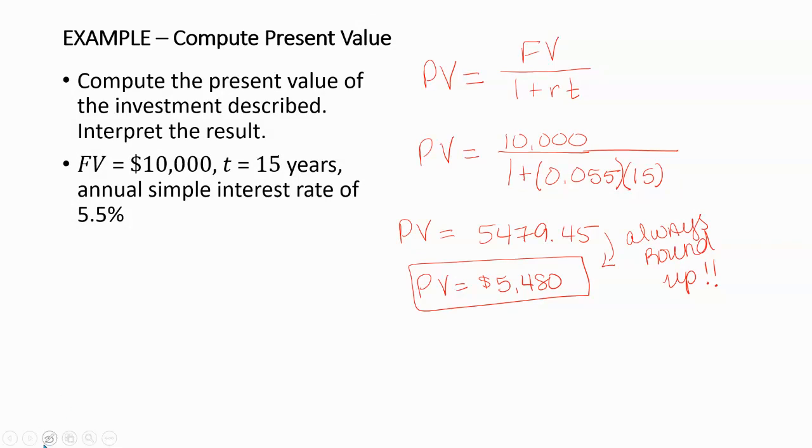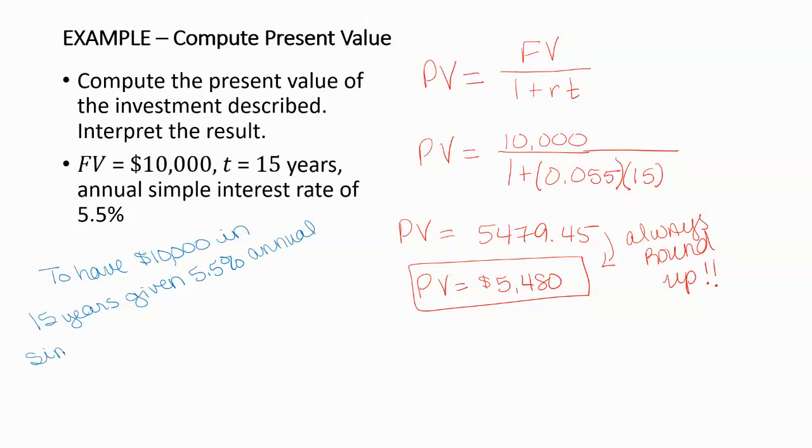So if I was to write this as a statement, we would say, and this is not perfect, to have $10,000 in 15 years given 5.5% annual simple interest we should deposit $5,480.